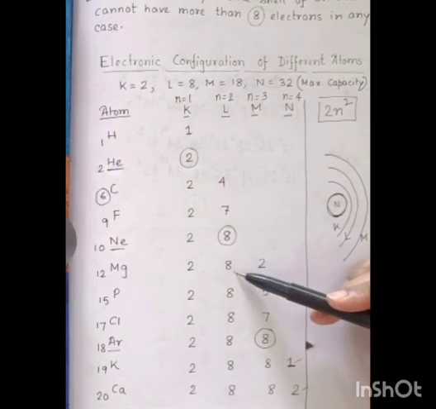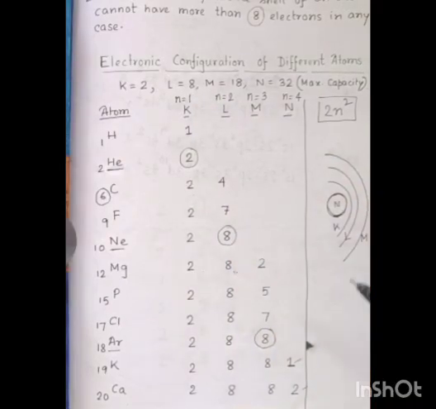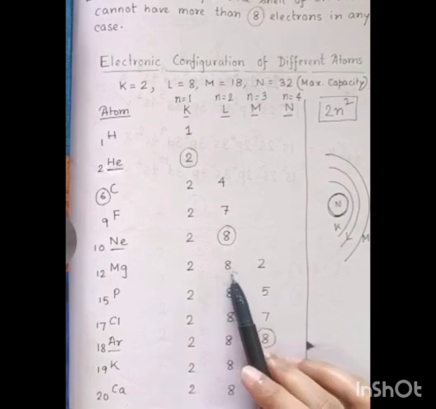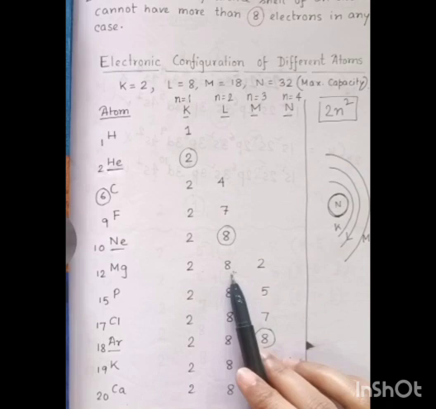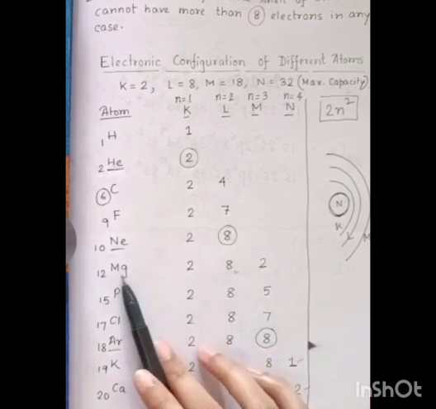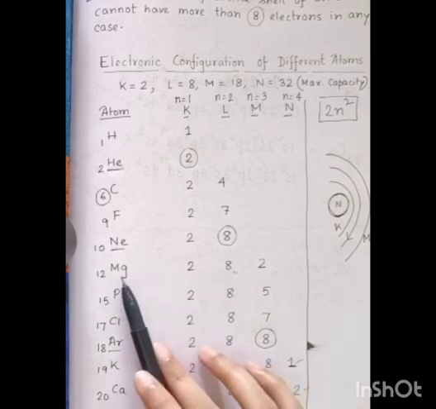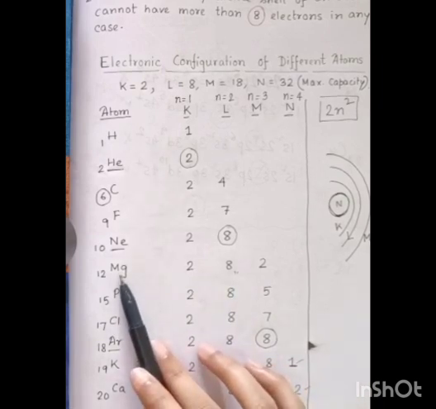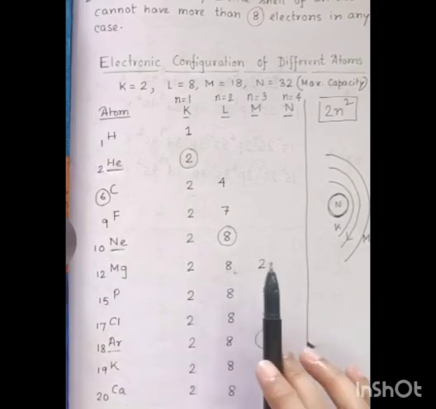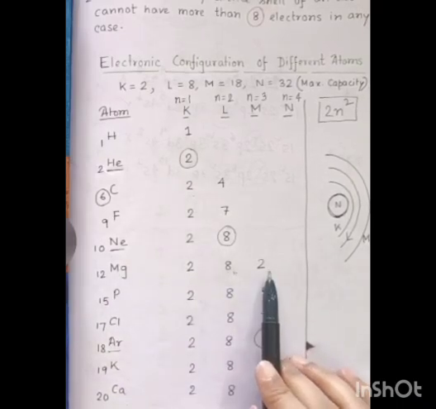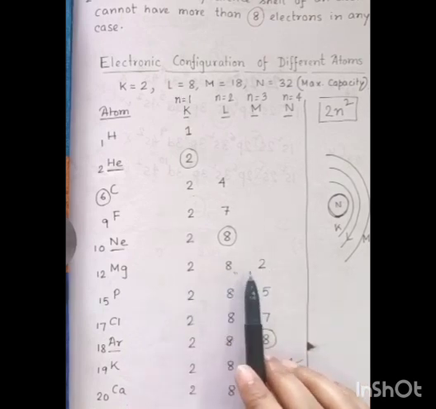So it can accommodate maximum 8 electrons only. So now after entering 8 electrons in the L shell, magnesium is left with 2 more electrons. So obviously those 2 electrons will enter the next shell, that is third shell or M shell. So the electronic configuration of magnesium will be 2, 8, 2.